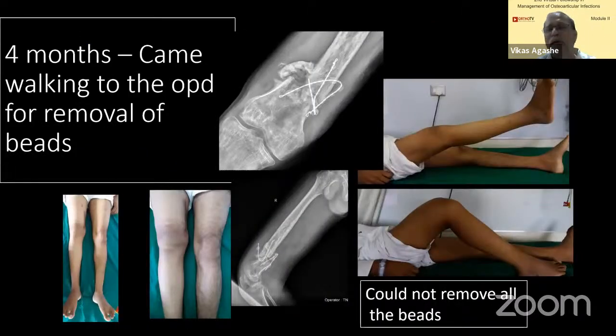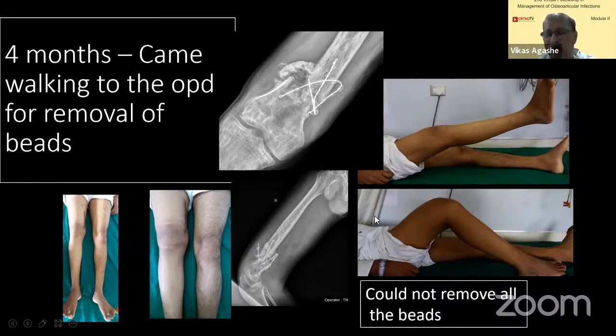Four months, he was lost to follow-up. He came back at 4 months and said, "Sir, you had told me to come for removal of these beads at 6 weeks, but I could not come. Now remove the fixator, remove the beads." Now here you can see there are some beads on the posterior aspect, but he actually came walking.